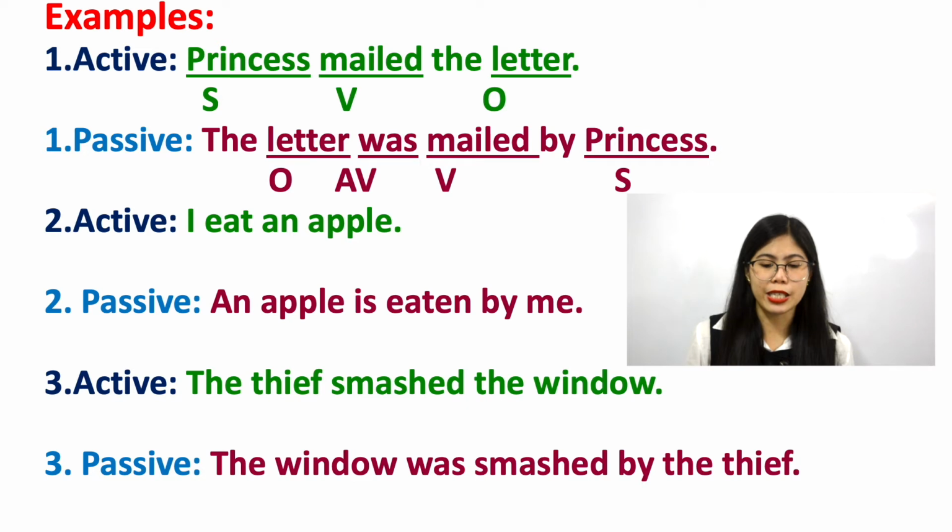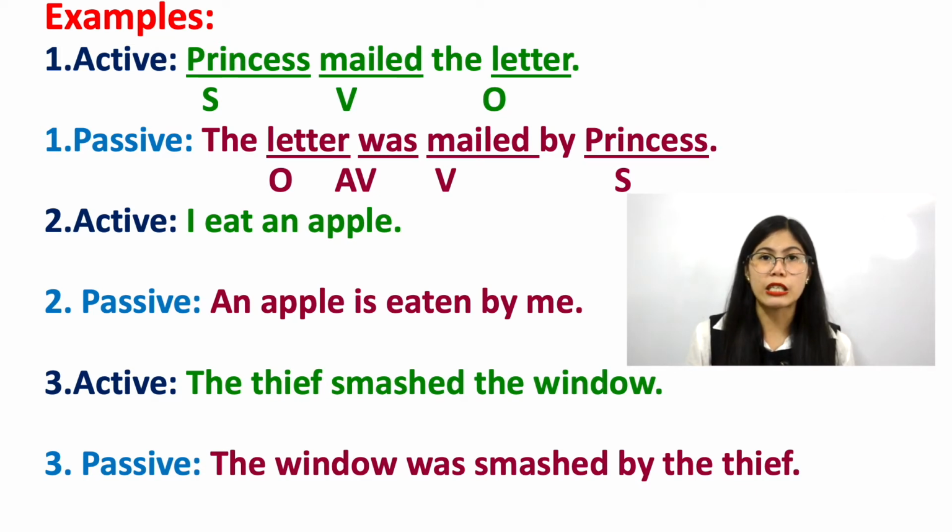So it's correct to say that this is our subject, followed by the verb which is the word smashed, and an object which is the word window. So we have the pattern subject plus verb plus object. And to change the sentence into a passive voice, just follow the pattern object plus verb plus subject.